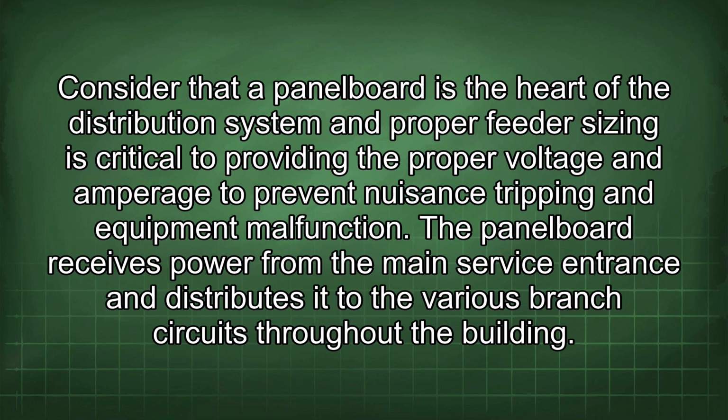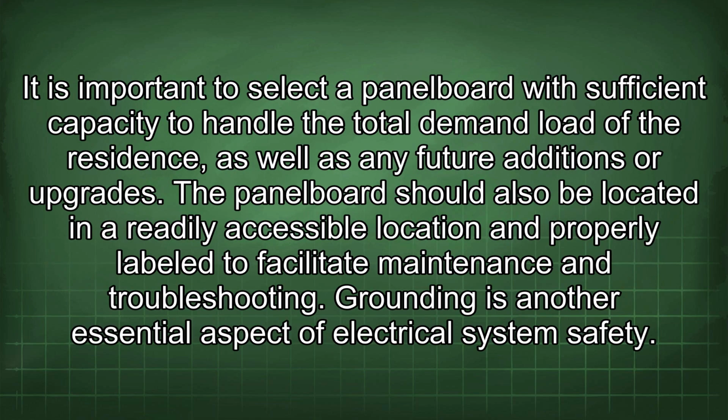Consider that a panel board is the heart of the distribution system, and proper feeder sizing is critical to providing the proper voltage and amperage to prevent nuisance tripping and equipment malfunction. The panel board receives power from the main service entrance and distributes it to the various branch circuits throughout the building. It is important to select a panel board with sufficient capacity to handle the total demand load of the residence, as well as any future additions or upgrades. The panel board should also be located in a readily accessible location and properly labeled to facilitate maintenance and troubleshooting.